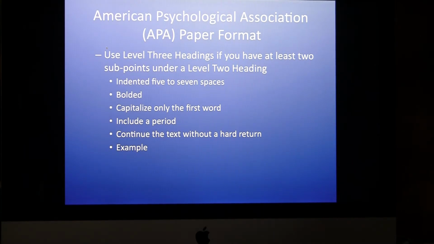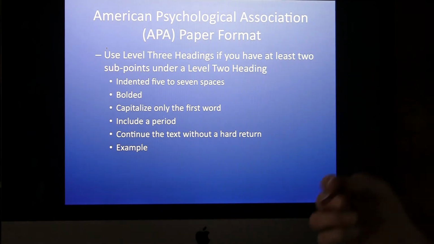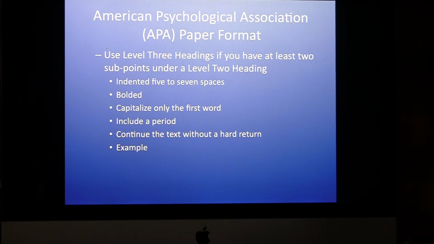As I mentioned, there's also level 3 headings. Very rarely have students for this course use level 3 headings, but just in case you do, this is how it looks. And again, just like you have to have 2 level 2s under a level 1, you have to have 2 level 3s under a level 2, or else APA format is not being followed. So, here's how a level 3 heading goes. Indented 5 to 7 spaces. It's bolded. We capitalize only the first word. We do use a period. And we continue the text without a hard return. Here's an example.